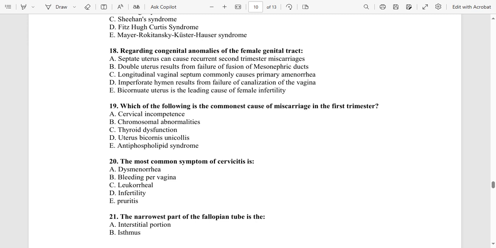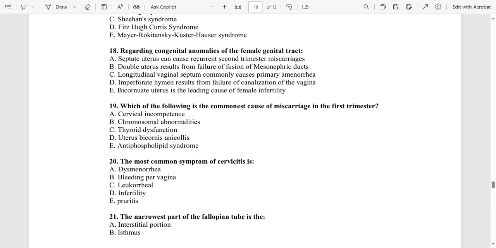And then C, saying longitudinal vaginal septum commonly causes primary amenorrhea. So the longitudinal vaginal septum is going to divide the vagina vertically, like from up to down. So it will really not block the outflow from the cervix. So it might not really cause amenorrhea, no bleeding, because you can still bleed. Because with this one, the problem is coming from up to down. There's no blockade of the cervix.